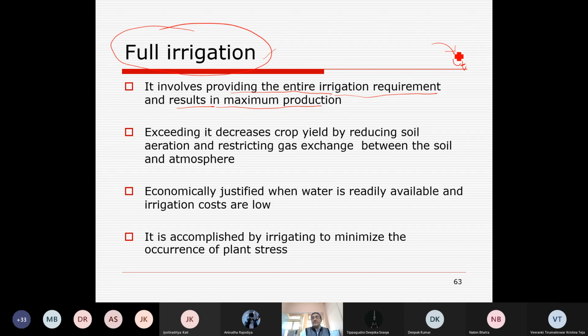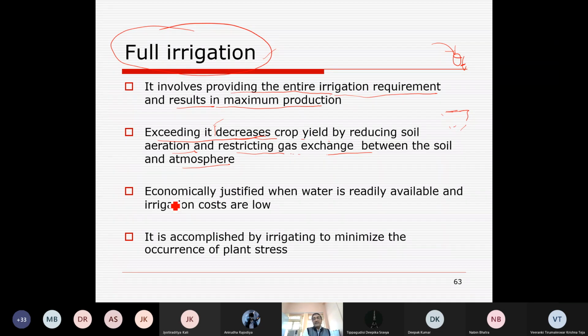However, if we are exceeding this level of full irrigation, meaning if we are applying more water than this, then it decreases the crop yield by reducing soil aeration and restricting gas exchange between soil and the atmosphere. Meaning there will be more moisture in the soil than field capacity condition.